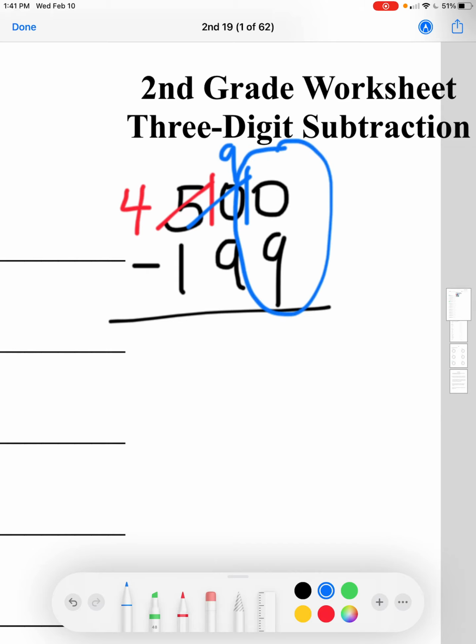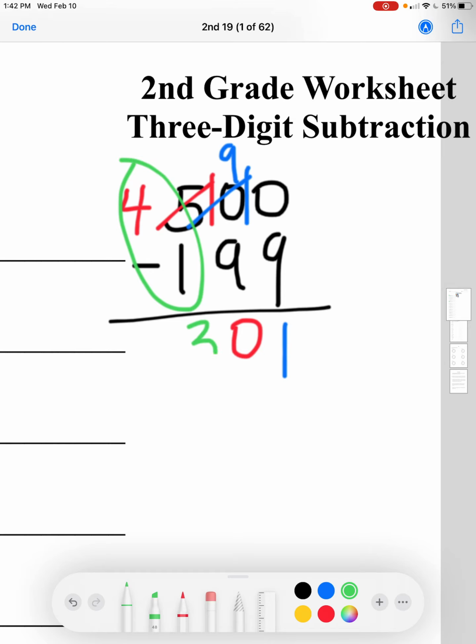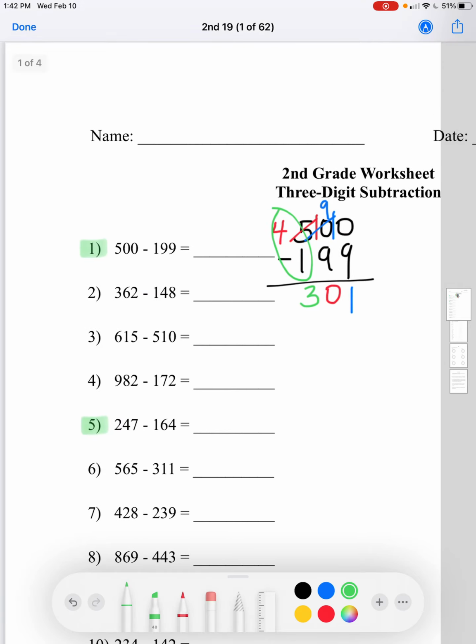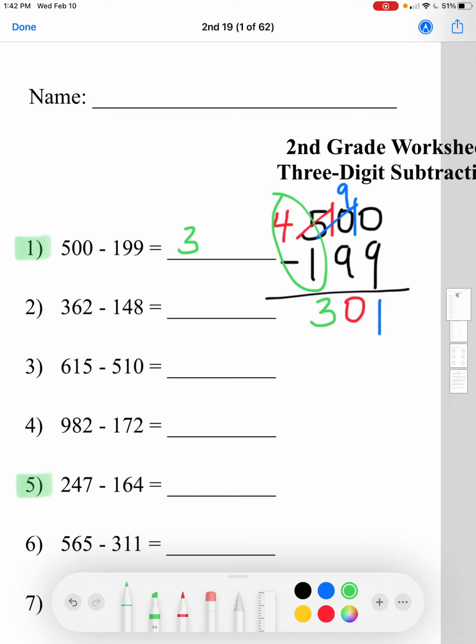We can do 10 minus 9, which equals 1. Now if you look at the tens place, we have 9 minus 9, which is 0. Sorry, it's getting a little messy. 10 minus 9 is 1, and then 9 minus 9 right here is 0. And then the hundreds place, we have 4 minus 1, which equals 3. So the answer to this question is 301.